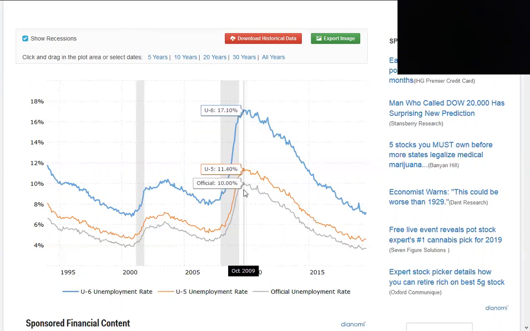So then it goes way up to a point where, at the peak of it, it was almost 10%. It was 10%. U5 was 11.4, and U6 was 17. I mean, that's approaching Great Depression levels, right? In the Great Depression, it was like 1 out of every 4 people was unemployed.